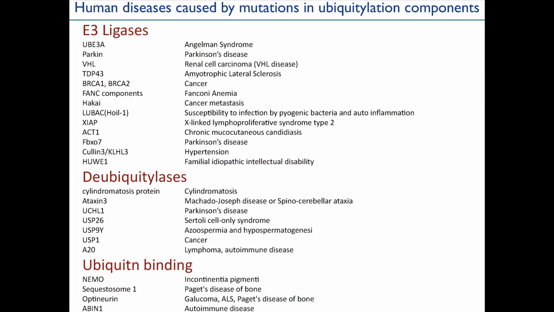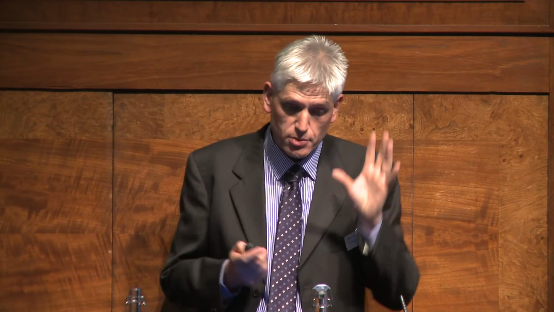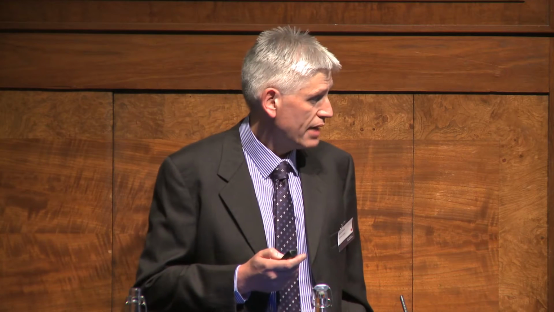Here I've just listed some of the enzymes that are mutated, the E3 ligases. These are the enzymes that put on ubiquitin chains. Also the enzymes that take off ubiquitin chains, the deubiquitylases, are also significantly mutated in human disease. And there are a lot of proteins that have ubiquitin binding domains that recognize ubiquitylated proteins, and these are also heavily mutated in different human diseases.